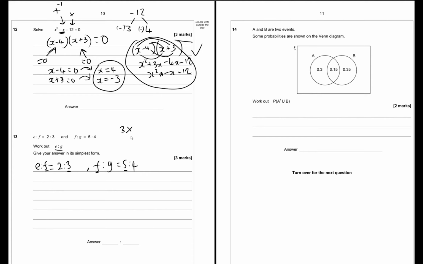So we're going to do 3 times 5 equals 15. Okay, so 15 is our special number. We want to make both of them equal to 15. So we're going to multiply this whole side here by what? Because we want to turn this 3 into a 15. So we're going to multiply this whole thing by 5. So we do both sides times 5, and we're going to get EF equals 10:15.